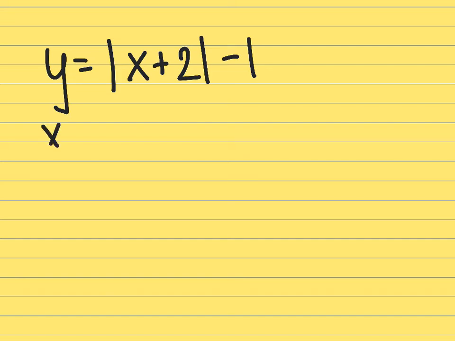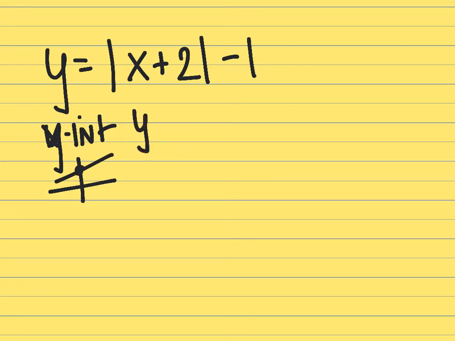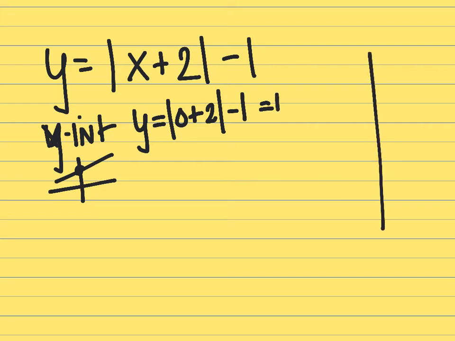The y-intercept is the easiest, so I'm going to start with that. Y-intercept, so again, where I cross the y-axis, that means my x value is 0. So I'm just going to substitute a 0 into x, so I get 0 plus 2 minus 1, so that's 2 minus 1 is 1. So I'm going to go ahead and sketch this off to the side. I should have a y-intercept at positive 1.